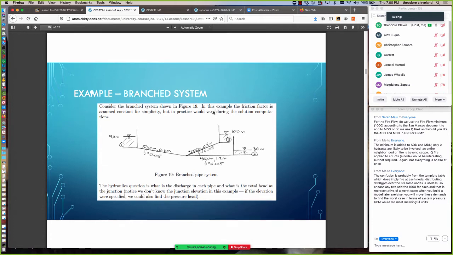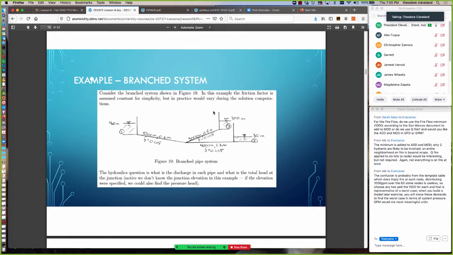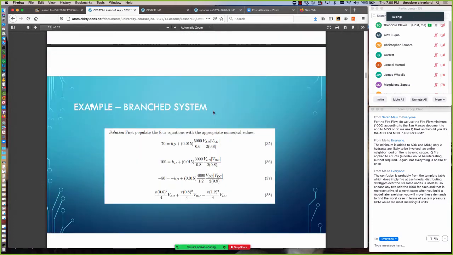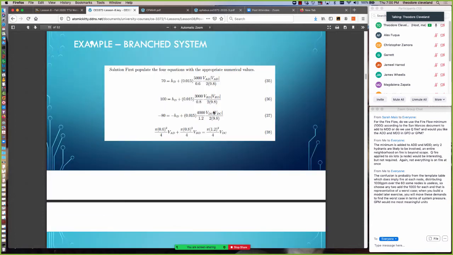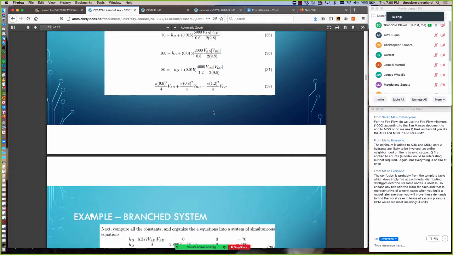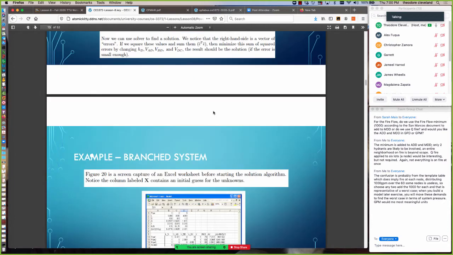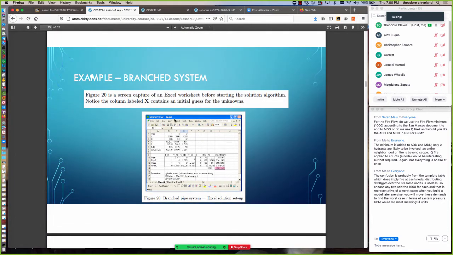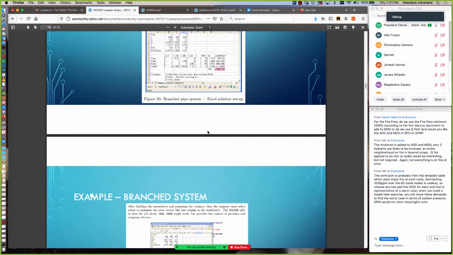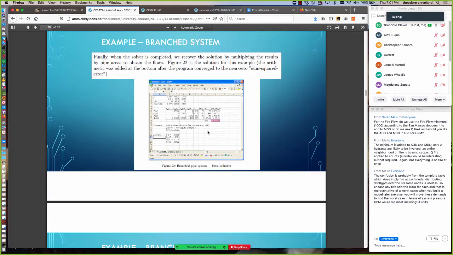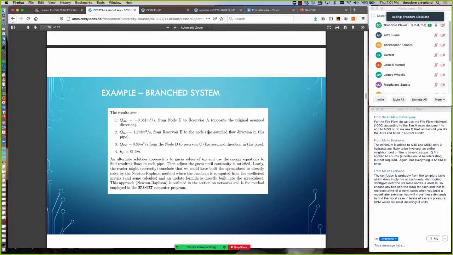So here's a branch system with numbers. It's the same drawing as before. And we're actually going to go through this in a different document. So I'm going to go through these quickly. I'm not going to comment on them. We'll go to the other document. But when we get after the algebraic analysis, here is a spreadsheet that finds solutions to that branch system.